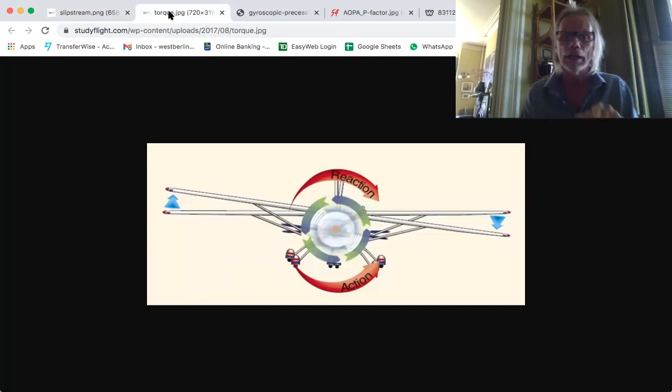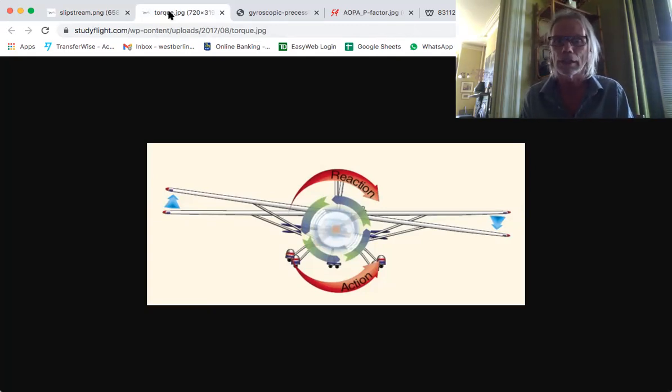If you have the propeller turning in one direction, the natural tendency for the airplane that's attached to the propeller is to rotate in the opposite direction because of Newton's law. I think it's the third law. Every action has an equal and opposite reaction. So as the propeller spins around, the body of the aircraft that's attached to the propeller wants to go in the opposite direction.